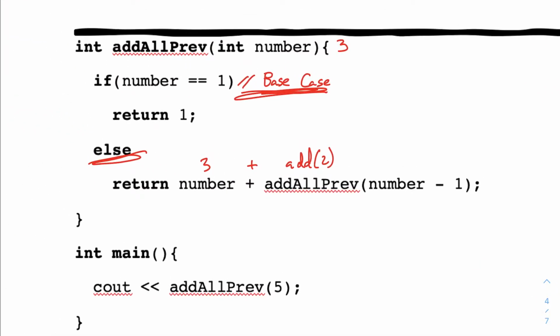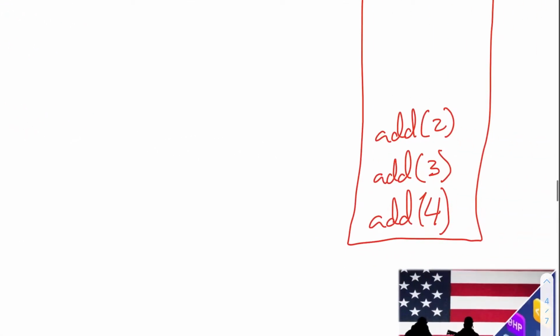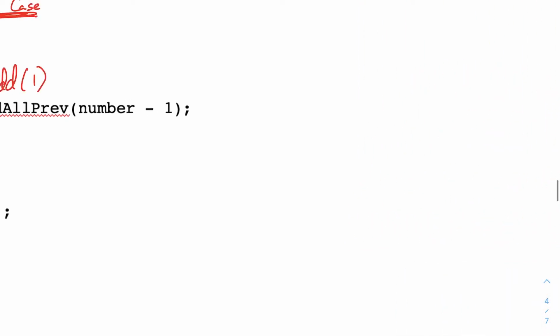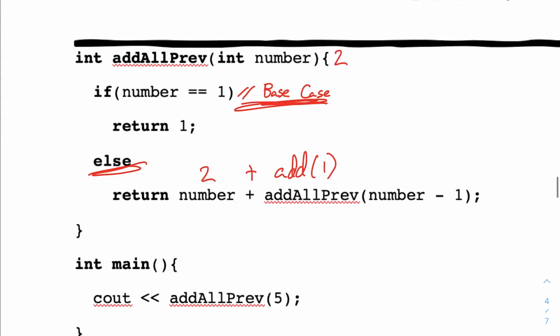So now we're back to our function. We are on add of 2. We are on 2 plus add of 1. So now we add of 1 onto the stack. Now we are on the value of 1.